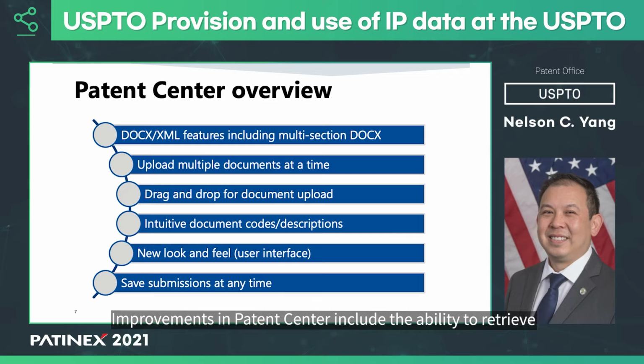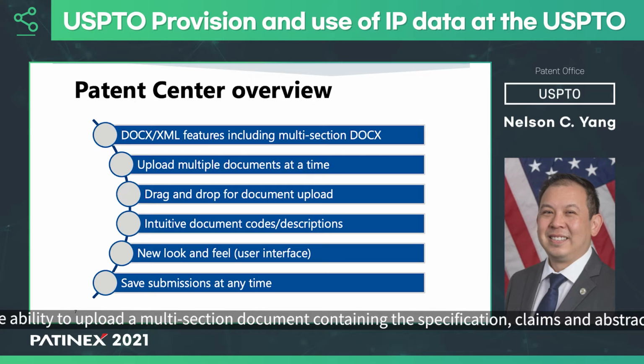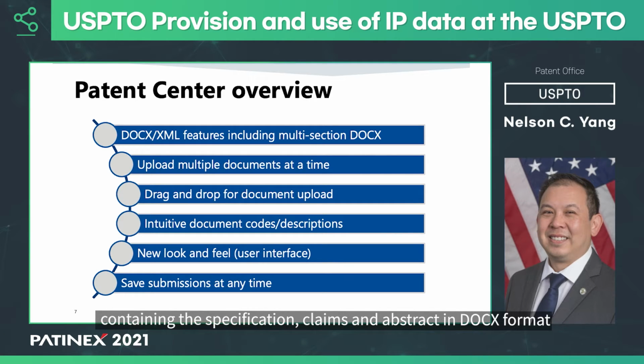Improvements in Patent Center include the ability to retrieve and download your submitted documents in PDF format, as well as DOCX and XML formats in a single interface. You may upload multiple documents at once using the drag and drop feature for your application. You also have the ability to upload a multi-section document containing the specification, claims, and abstract in DOCX format. Most uploaded documents include intuitive document codes and descriptions that describe each document or section type.